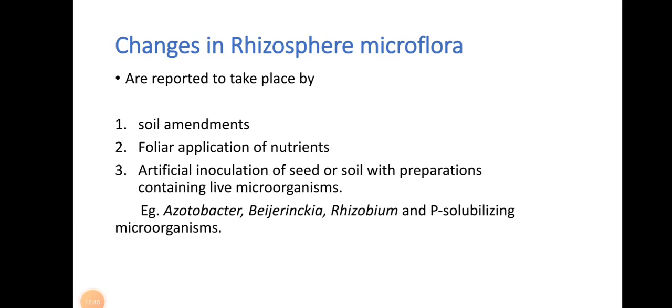Changes in rhizosphere microflora. The changes in rhizosphere microflora are reported to take place by soil amendments, foliar application of nutrients, and artificial inoculation of seed or soil with preparations containing live microorganisms like Azotobacter, Beijerinckia, Rhizobium, and phosphate solubilizing microorganisms, which bring about changes in the natural microflora of the rhizosphere.